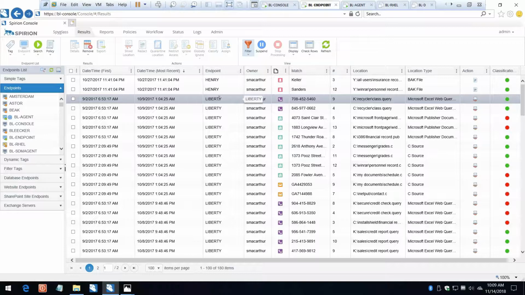And that's important, as Scott is probably going to mention, being able to scan across all these different data repositories to gain insight into all the pockets of sensitive data that you're trying to understand the location of. So Spirion really adds that capability.